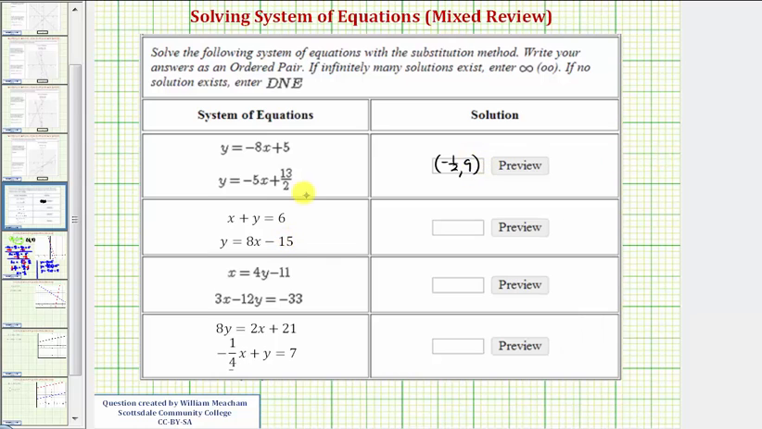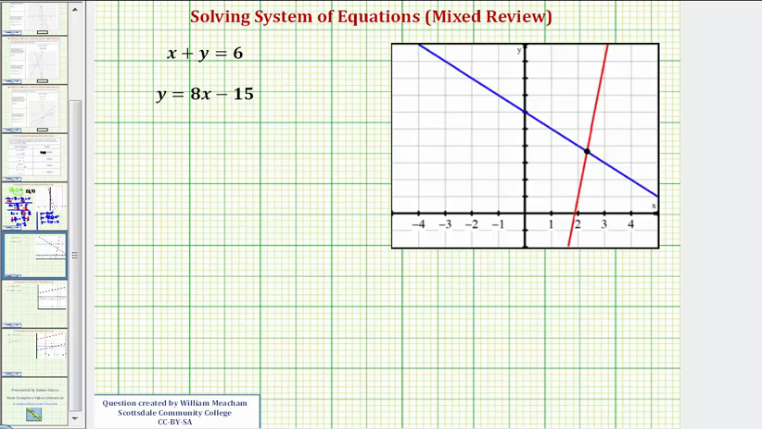Now let's take a look at our second example. Because the second equation is already solved for y, we'll substitute 8x minus 15 for y in the first equation. This will give us an equation in one variable. The equation will be x plus, again, we're substituting 8x minus 15 for y, equals 6. Because we have addition here, we can just drop the parentheses. So we have x plus 8x minus 15 equals 6.